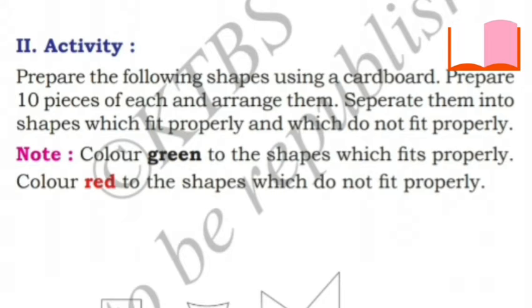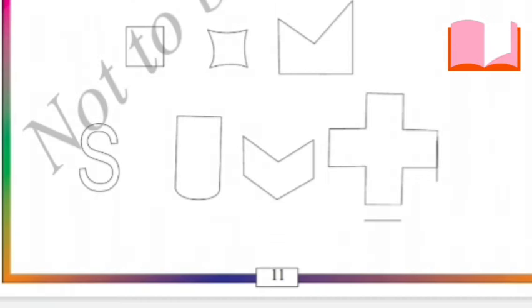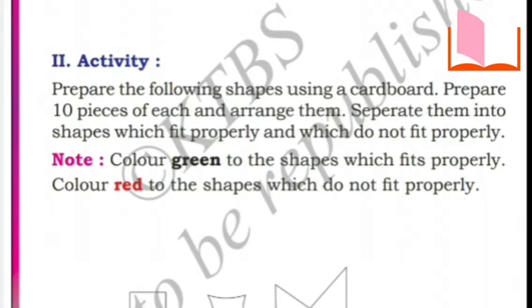Second main activity. Here they have given different shapes. You are going to draw each of the shapes 10 times and, with the help of the elders, cut the shapes properly and keep them aside. Then separate the shapes which fit properly and which do not fit properly.